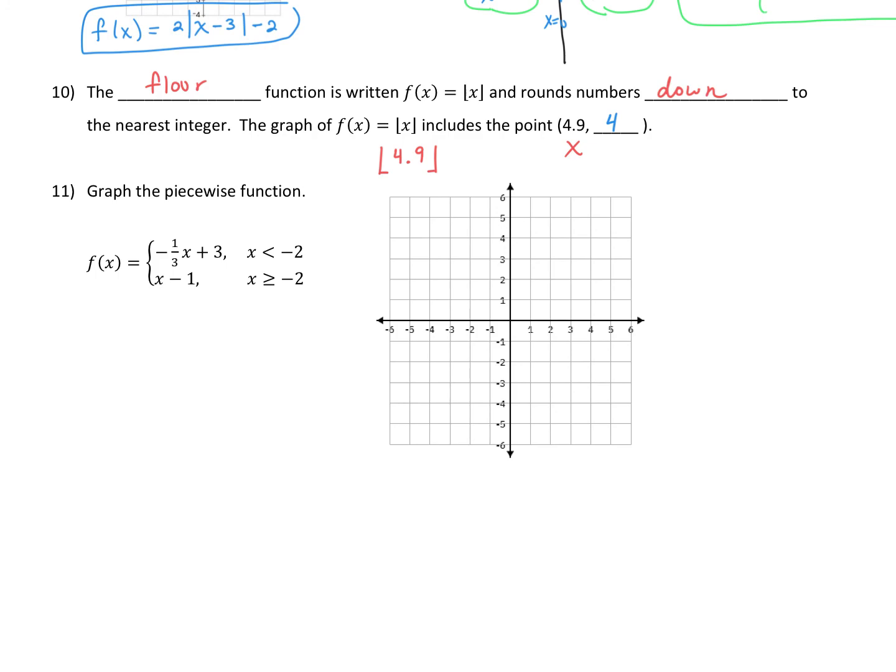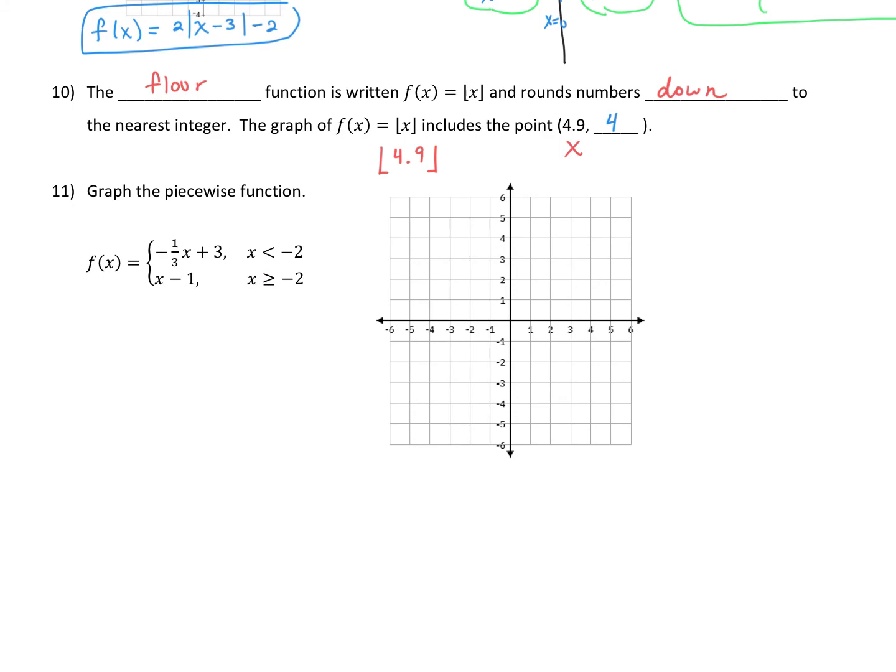All right, so this is a piecewise function. We have this function, negative 1/3 x plus 3, that is slope-intercept form, slope of negative 1/3, y-intercept of 3. And then this on the right tells us which piece of that line we want to keep. Down here we have our line x minus 1, but we're not going to keep the whole line, we're going to keep this piece of that line.